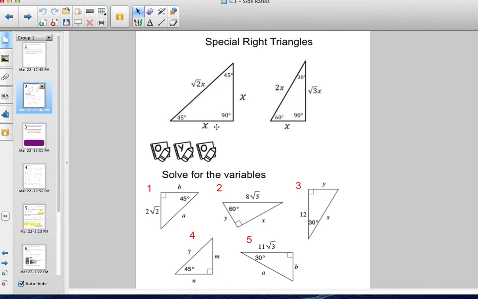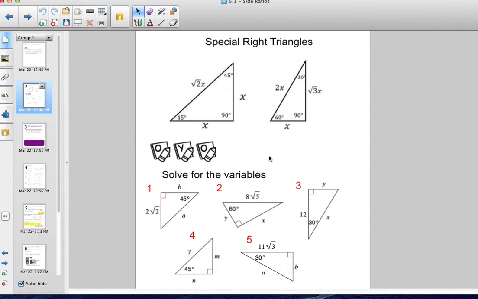So we have 45, 45, 90: X, X, X root 2. And then a 30, 60, 90: X is the shortest, 2X is the longest for the hypotenuse, and X root 3 is the longest leg, but not the longest side. So, quick on your own problems. Spend about a couple minutes doing these. Solve for the missing variables. Again, don't take too long with these. We do have a lot of stuff to get through today. But take a good 5-6 minutes and solve for these, and then start the video back up after everybody's done.